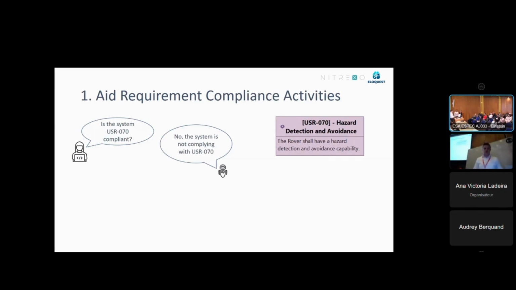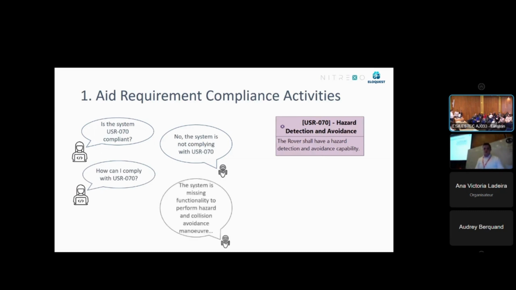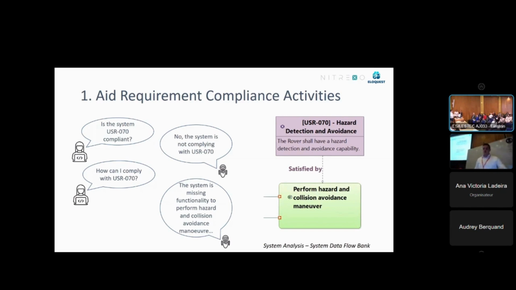So let's ask our AI assistant, am I compliant to this requirement? And in this case, no, I haven't modeled it correctly. It's not compliant. I'm not showing how I'm compliant in any way. So how can I be compliant with this requirement? We can ask our AI assistant this, and the assistant will say that we're missing some sort of functionality to perform a hazard and collision avoidance maneuver. And that's correct, I haven't modeled that. This helps me then to identify that I've missed this element, missed the compliance with this requirement.